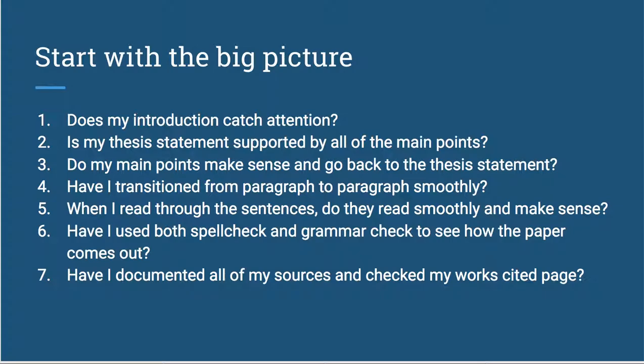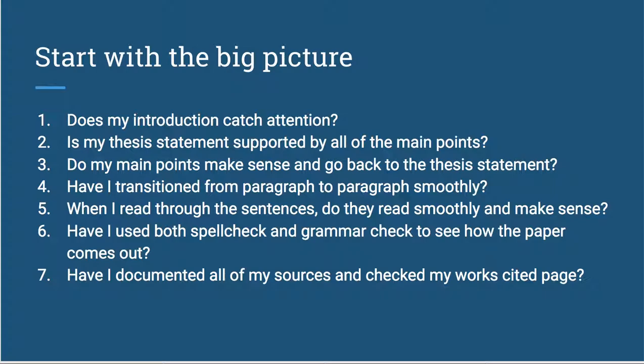Number 5, when you read the sentences, do they sound smooth and do they make sense? You know, I know this is embarrassing and students always tell me I can't do that, I don't want to do that. Read your paper out loud. It is embarrassing and it makes you self-conscious and you feel like a moron and you kind of look silly. But the truth is you are going to catch so much by reading it out loud.